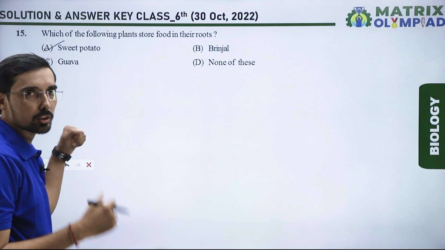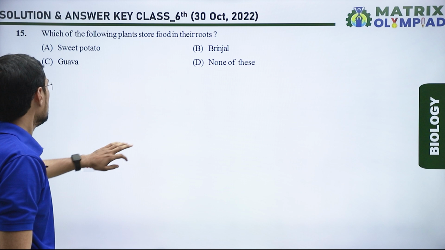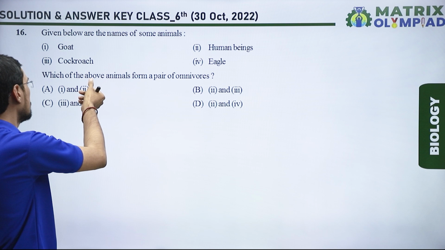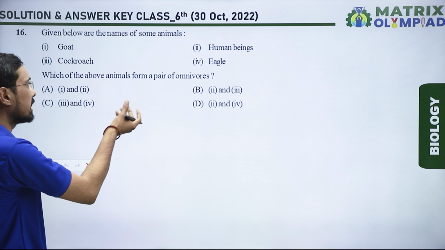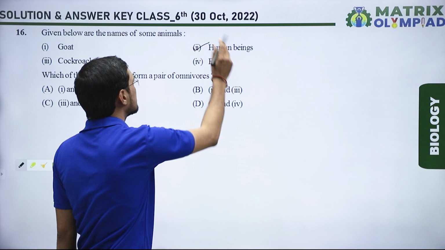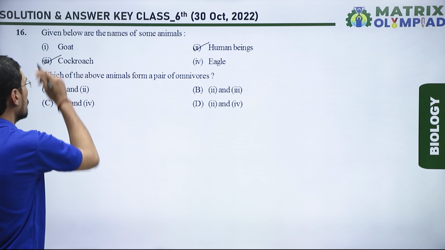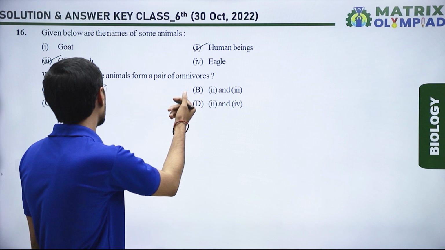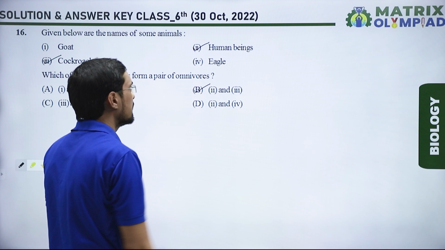Our next question is, given below are the names of some animals. Which one of the above animals form a pair of omnivores? We have to find out which of them are omnivores. As we all know, human beings are omnivores, and cockroach is also omnivorous. Goat is a herbivore and eagle is a carnivore. So our correct option will be second and third. It is seen in option B. So our correct answer is option B.